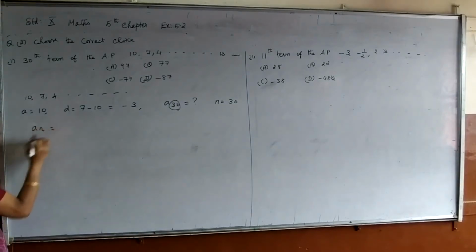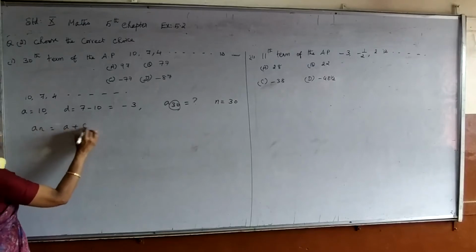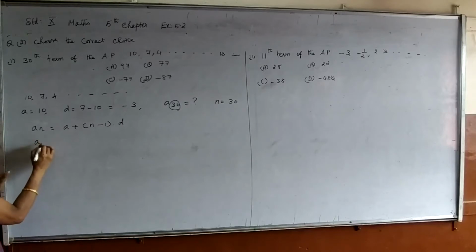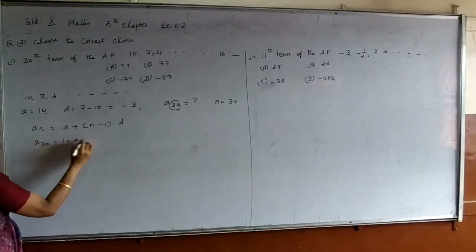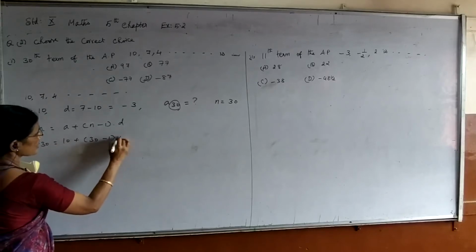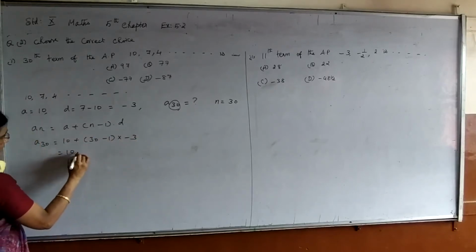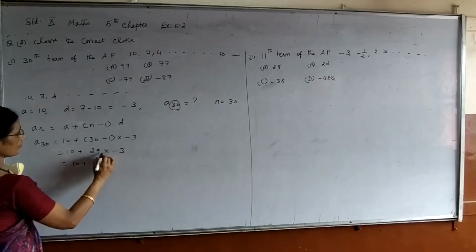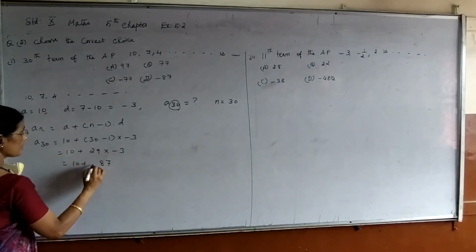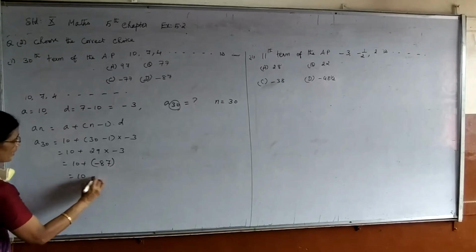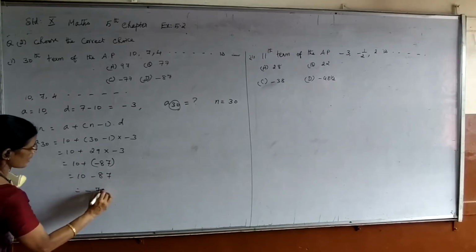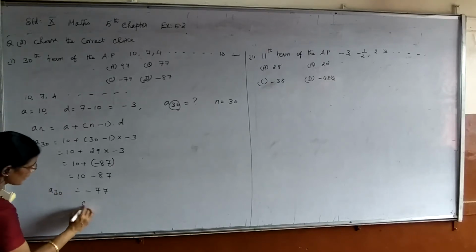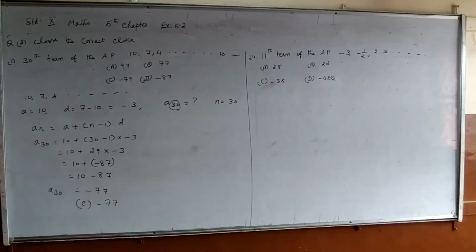So we use the formula which we have used in the previous question. An equal to a plus n minus 1 into d. Substituting n by 30, a by 10, d is minus 3. So it is 10 plus 29 into minus 3, 10 plus minus 87. So it is 10 minus 87. The answer is minus 77. Therefore, which is the right answer? C is the right answer. C, minus 77, is the right answer.